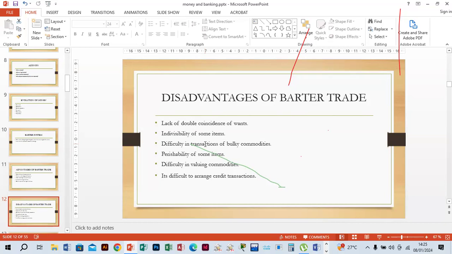Difficulty in valuing commodities. It's hard to determine the value of one commodity in terms of another without thinking about money. Therefore, some parties in the exchange cheat each other. For instance, let me say, a goat for a cow. That was clearly cheating a friend.